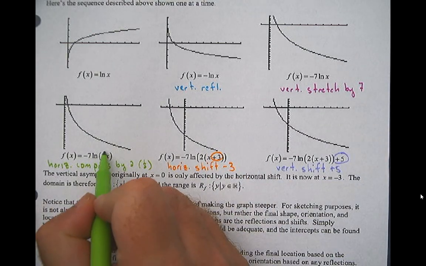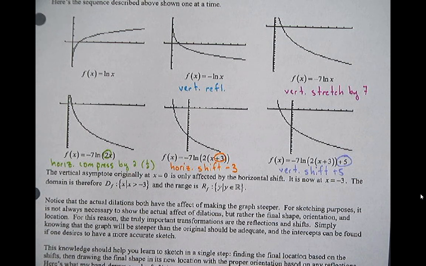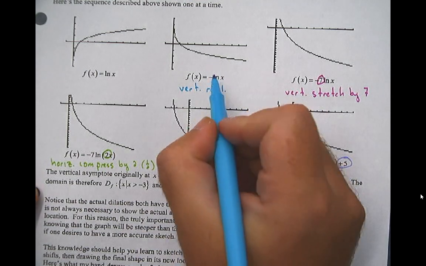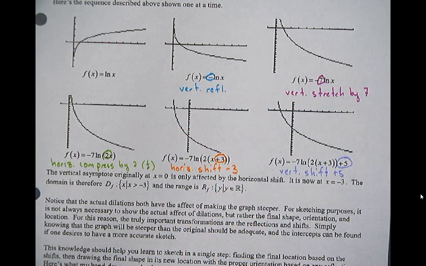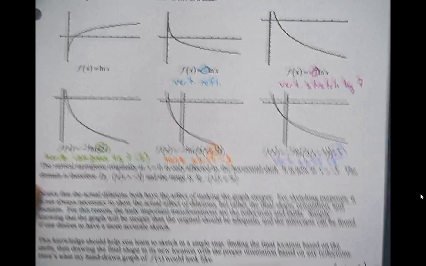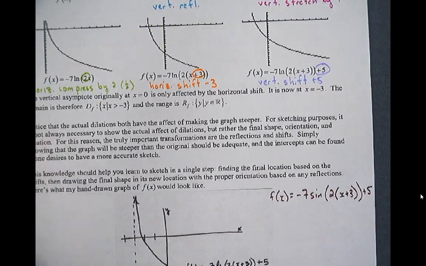So I think this is kind of cool. It's interesting that it doesn't matter what family of functions you're working with. They're all going to do the same shifts. So let's say I wanted to look at f of x equals -7 sine of 2 times the quantity x plus 3, plus 5. That would take the sine curve and do all those switches to it.